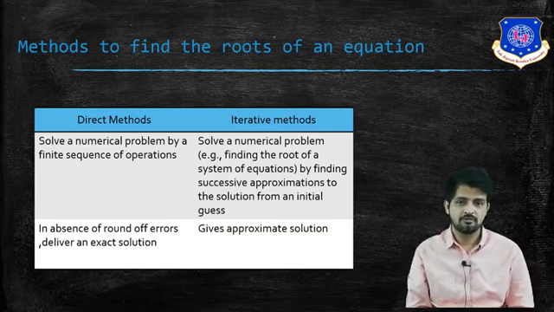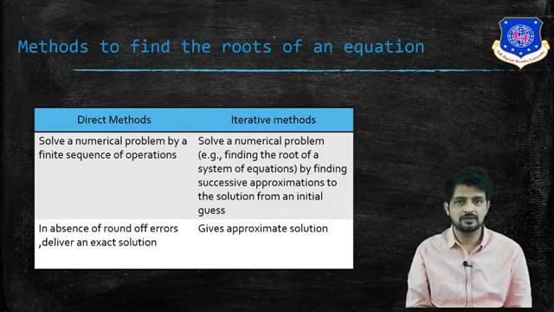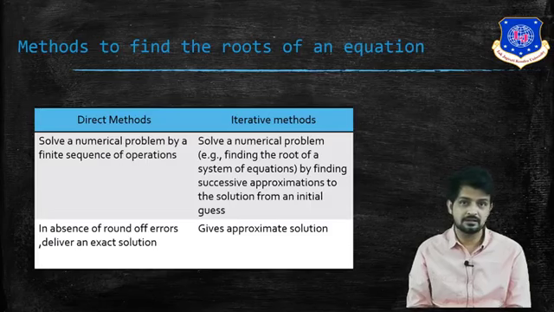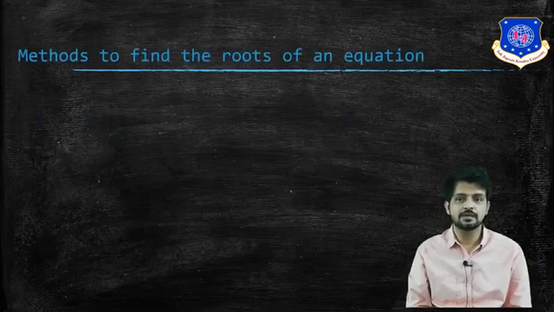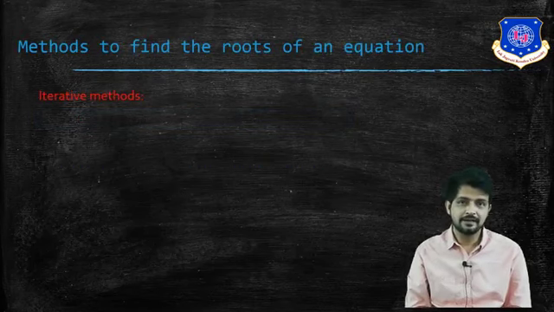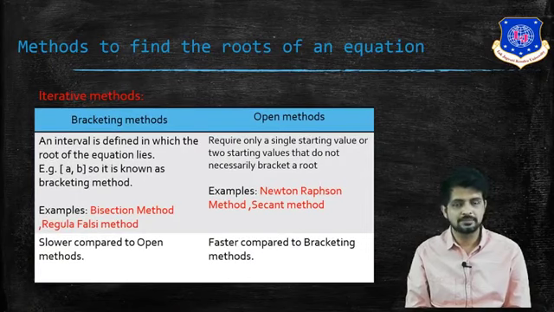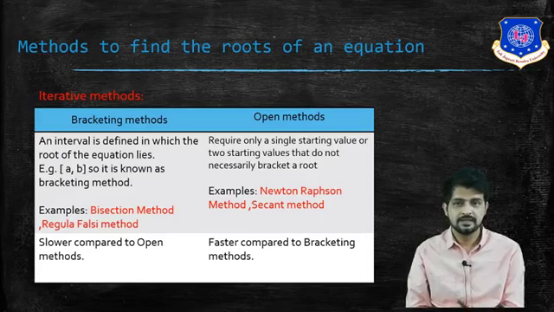One more thing, the direct method will give us the exact solution if no round-off error is there, while iterative methods will give an approximate solution. We are not able to get the exact solution, but we can get the approximate solution with the help of the iterative methods, right? Now, which are the iterative methods? See, iterative methods again are of two types. If we consider the methods to find the roots of the equation, in iterative methods there are two types, that is bracketing methods and open methods.